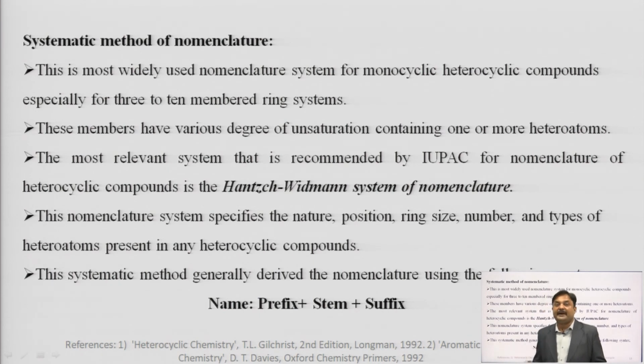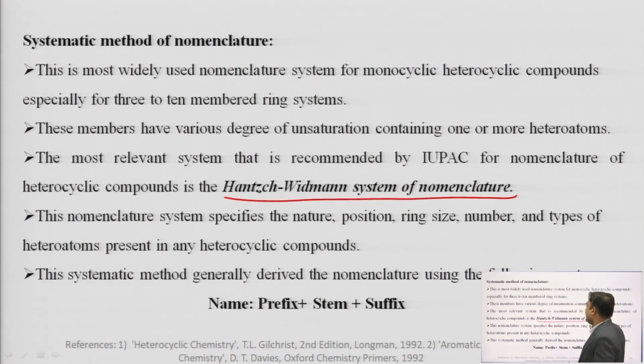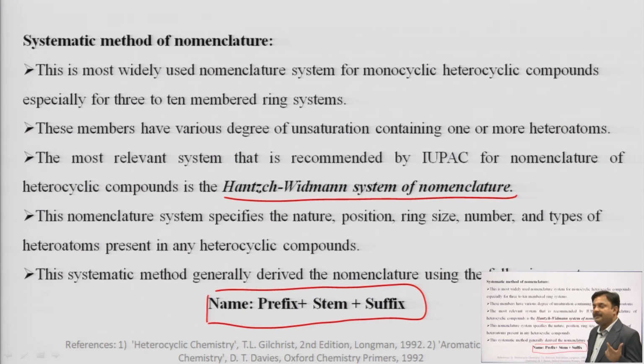Then the second most important system is the systematic method of nomenclature. It is also known as the Hantzsch-Widman system of nomenclature. And this system mainly follows this rule. The name of heterocyclic compounds will originate when we join a prefix followed by a stem and a suffix.